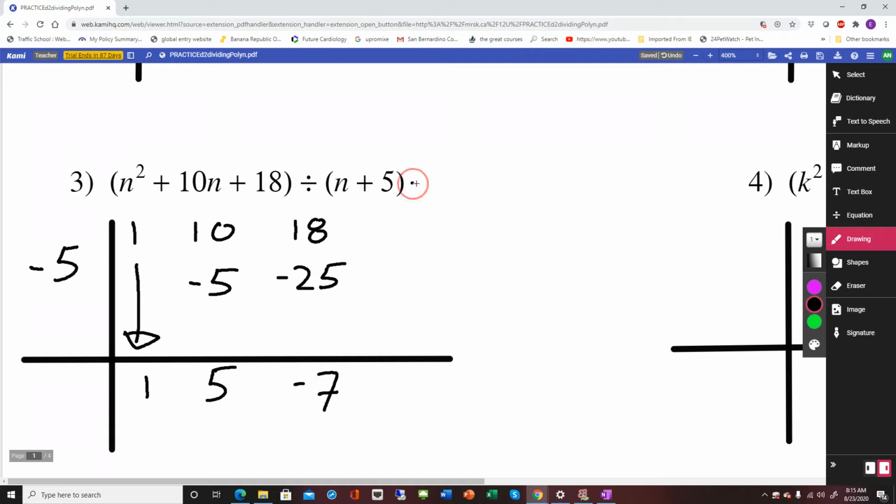So let's put our answers, and let's make sure to keep the variable as an n. So I have 1n. Then I have plus 5. And I have plus, this is a 1, okay? Not an L. 1n plus 5 plus -7 over my divisor, n plus 5. Great. Move on over here.